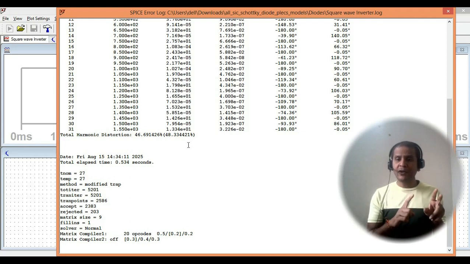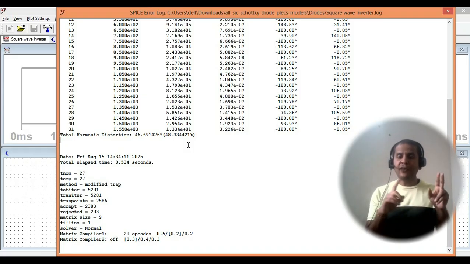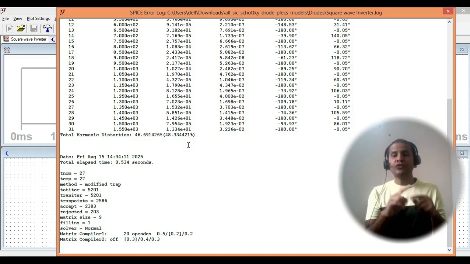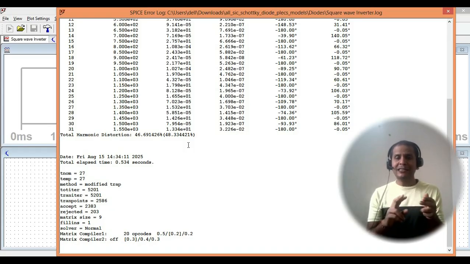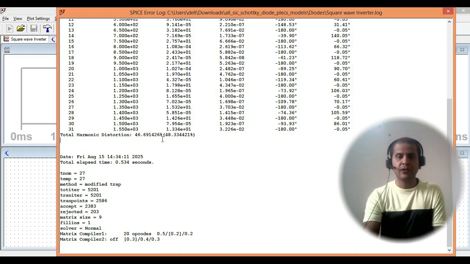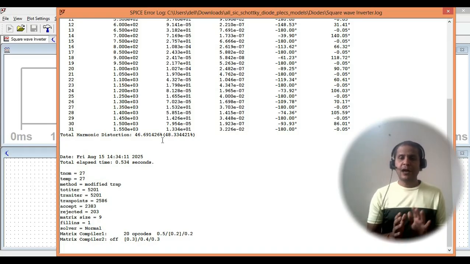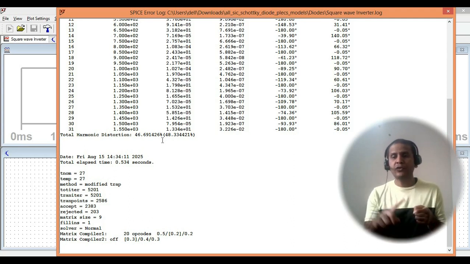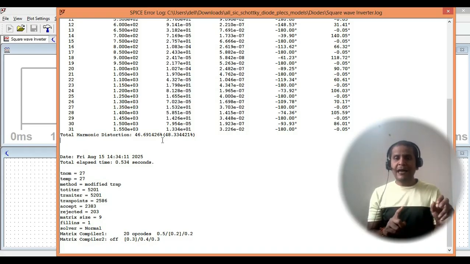So what is the total harmonic distortion in the case of the square wave? Your fundamental frequency is 50 hertz, and the noise frequencies which are superimposed on your fundamental frequency represent basically the harmonic components in it. The harmonic content in your fundamental frequency is around 48%. So now we might think, what is the ideal THD for your square wave inverter? And it could be 48%.